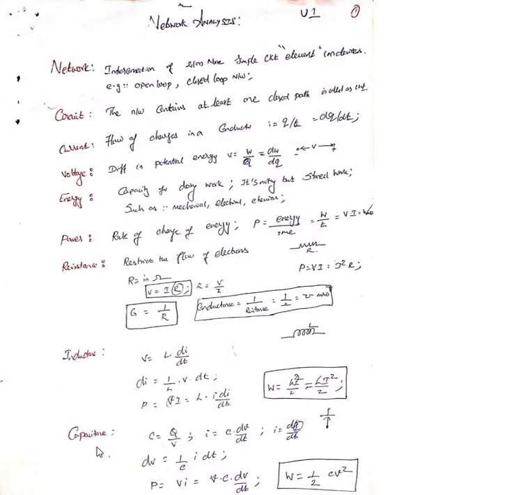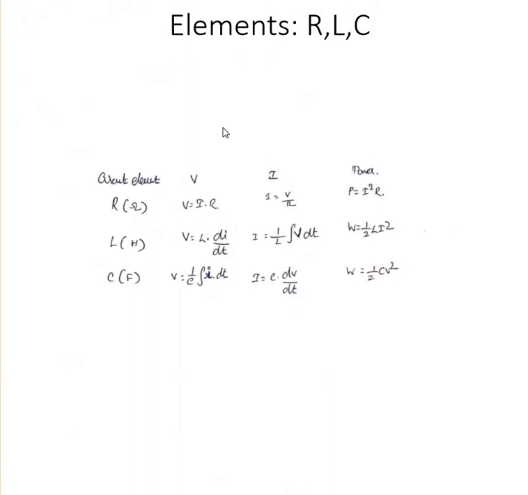The next one is inductance and capacitance. The equations for inductance and capacitance are easy to remember. Here I have shown you the inductance and capacitance equations. There are two terms, one is a voltage term and another one is a current term. First one we take is resistance.